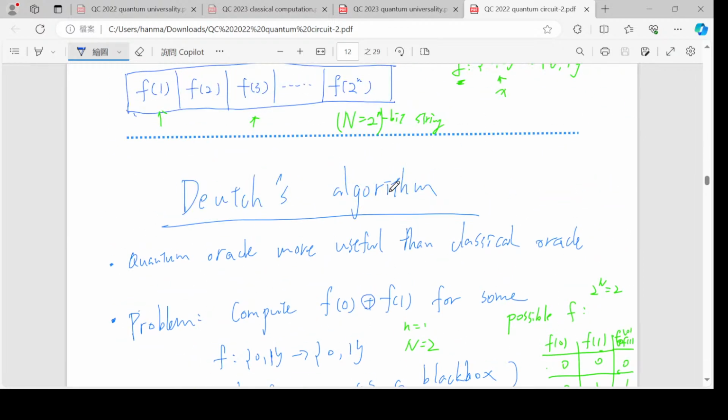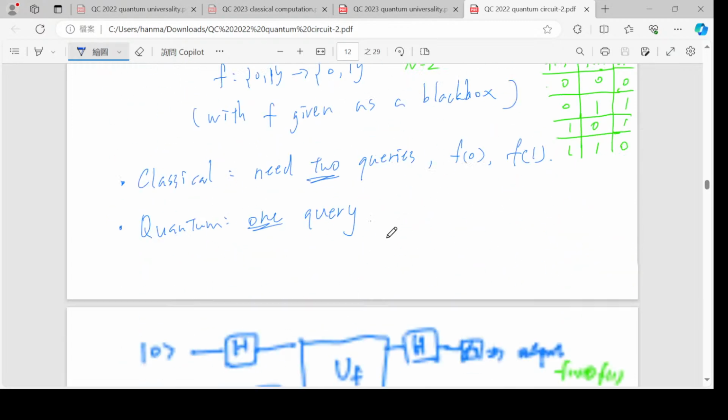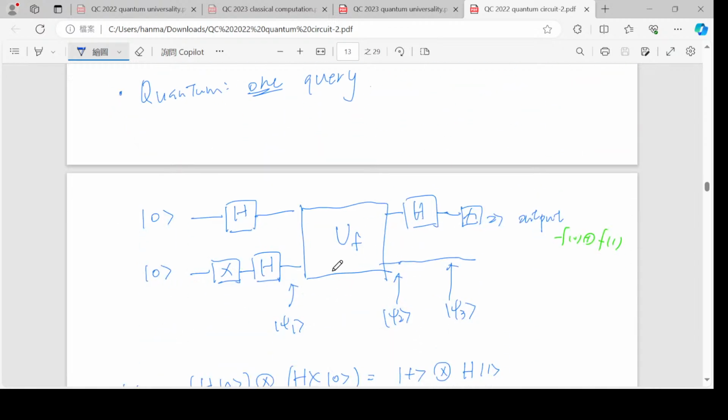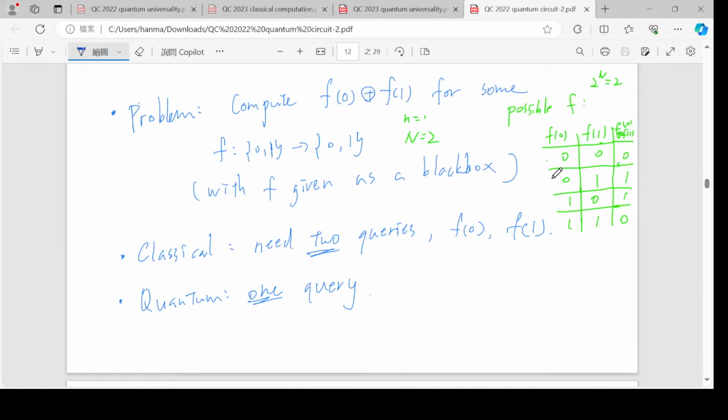Okay, so we have a very easy example of the Deutsch-Jozsa algorithm here. Here our function is 1-bit to 1-bit, so small n is 1, and so big N is 2, because there are 2 possible inputs. So the actual input to our problem is a 2-bit string, and so there are 4 possibilities.